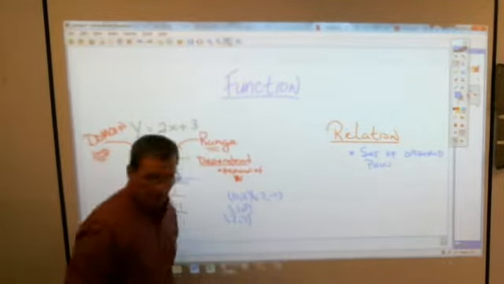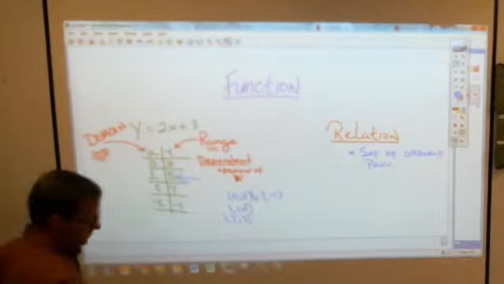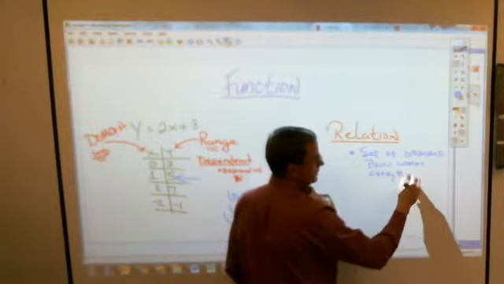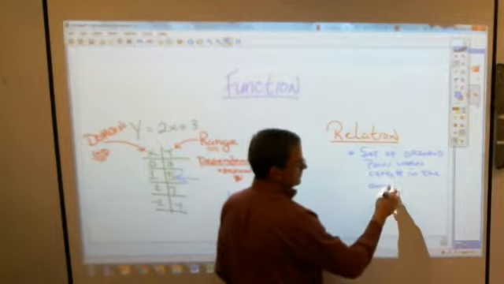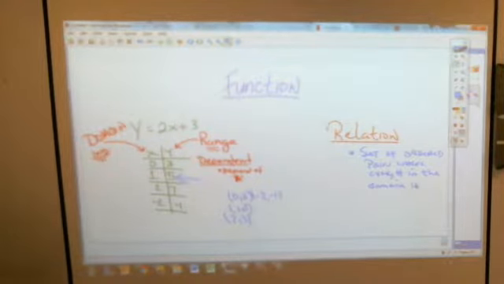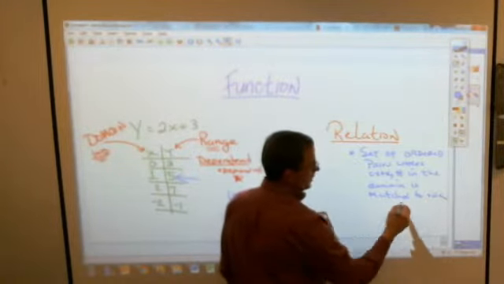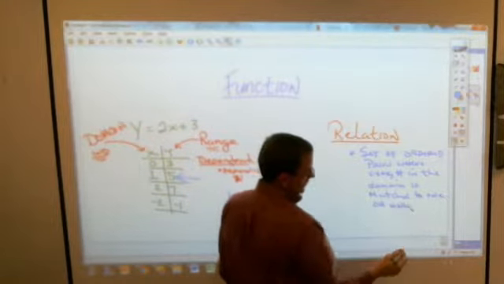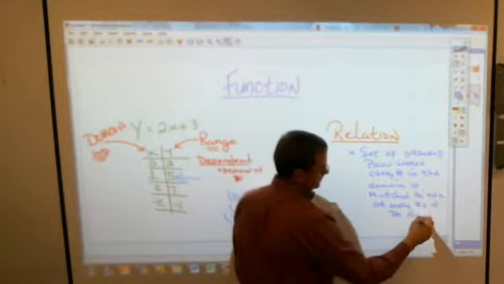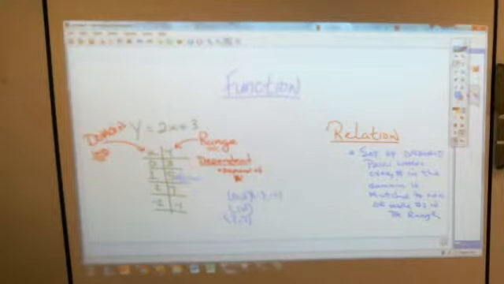A relation is a set of ordered pairs where, listen very carefully to this, every number in the domain is matched to one or more numbers in the range. We'll let that sink in for a minute.